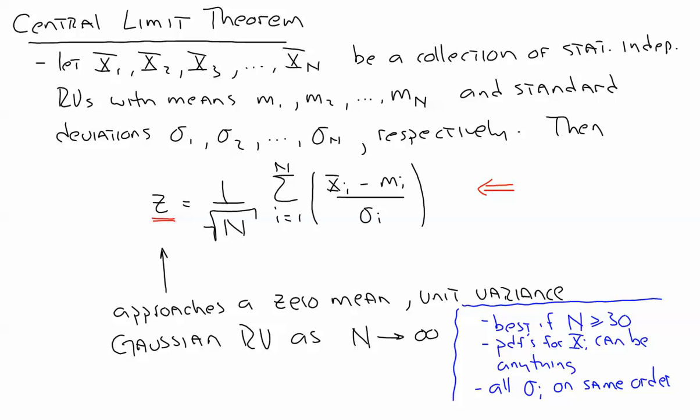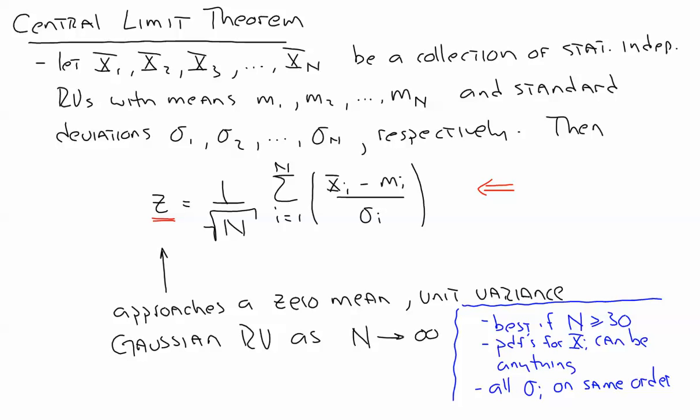If that was the case, then we would have to add together a lot of random variables in order to approach this zero mean unit variance limit. But generally speaking, if we've got about 30 or more independent random variables, and the standard deviations are roughly on the same order, regardless of what the probability density functions for each x sub i random variable are, we get something that's very closely zero mean unit variance.